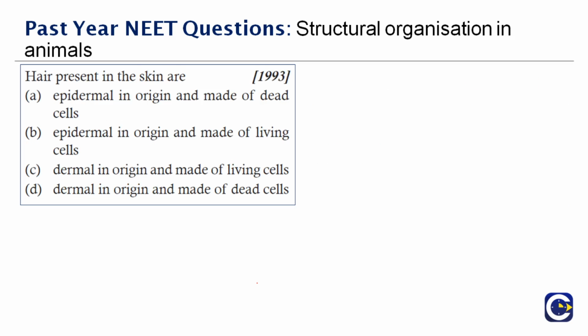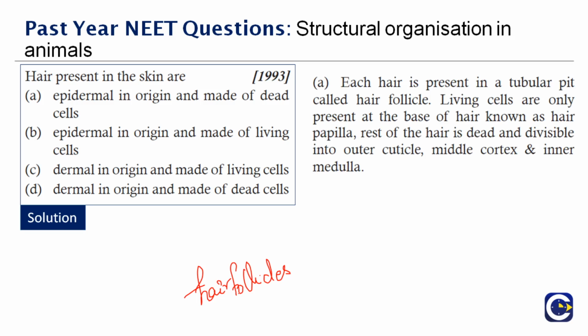Okay, next question here. Hair present in the skin are what? This is an easy question for you. Each hair is present in a tubular pit, which is called a hair follicle, right? That is why they tell you to massage your hair follicles so that new hair grows. Living cells are only present at the base of the hair, known as the hair papilla. The rest of the hair is dead and divisible into outer cuticle, made up of cortex, and inner medulla. Now you know what the answer is. It is epidermal in origin and made up of dead cells. So hair present in the skin are dead cells. Actually, the live ones are present in the papilla. Here you can find it, right? Here. I'm sorry, it's here.